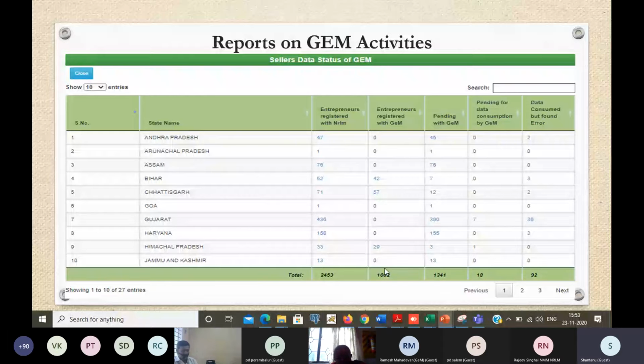And pending for data consumption by GeM means, as I told, the data we are sharing electronically with the GeM team. They are consuming the data from the NRLM MIS; it is automatically shared and they are consuming it. If any error is found for the data consumption, in the last column you can see how many such entrepreneurs have some error in registering on GeM.